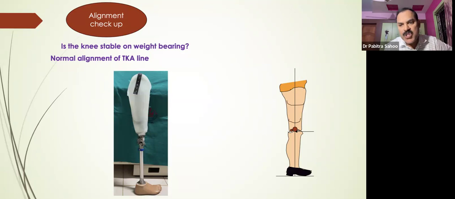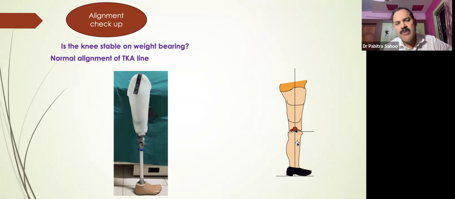So what we should do is try to keep the center of rotation of the knee joint far back from the TKA line. The more posterior it is, the more chance there is that the center of gravity will fall anterior to the knee joint. That stabilizes the knee joint.